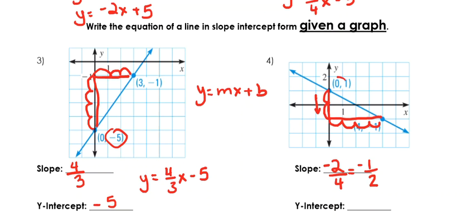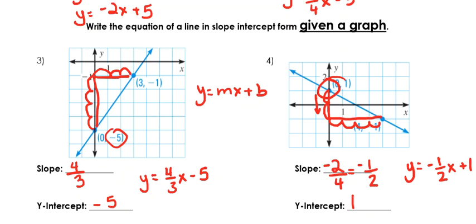And your y-intercept, again, is where is it crossing the y-axis? And it's crossing the y-axis right here, and that point is 0, 1, so it's going to be 1. So in y equals mx plus b, you're going to have y equals -1/2 x plus 1.